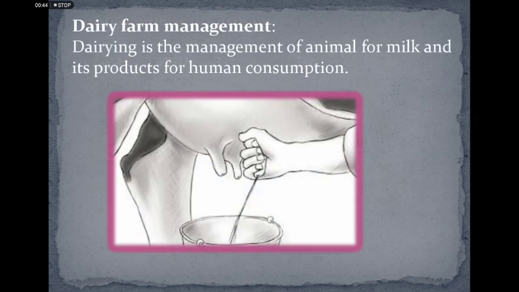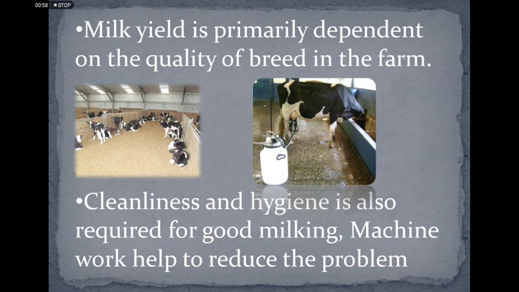First, dairy farm management. Dairying is the management of an animal for milk and its products for human consumption. Milk yield is primarily dependent on the quality of breed in the farm. Cleanliness and hygiene are also required for good milking. Machine work helps to reduce the problem. That means to avoid contamination, we must change the procedure from hand milking to machine milking.